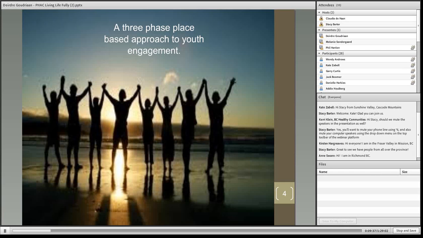So as I said earlier, this project is about engaging youth in a by youth, for youth process so that they can address some of the health needs in their community. And they were also supported by adult allies in the community, so they had a team of collaborators who gathered around them to support the work that they did.